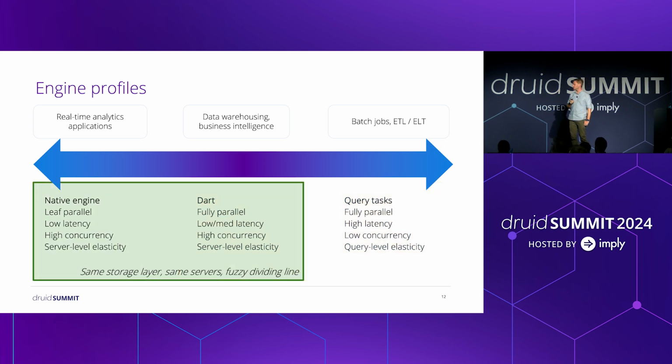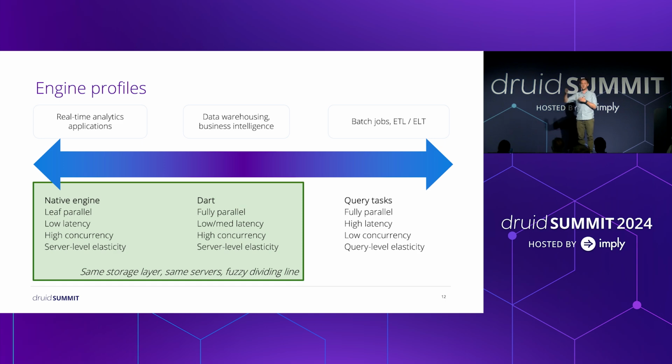There's another interesting question, which is Dart and native. So Dart and native, they're different engines. They have the same storage layer. They run on the same servers. And so there's a little bit of a fuzzy dividing line between them. It's like, when would you use Dart? When would you use native? Well, the answer today is Dart is experimental. So you're going to use native in production, and you're going to use Dart when you're screwing around.